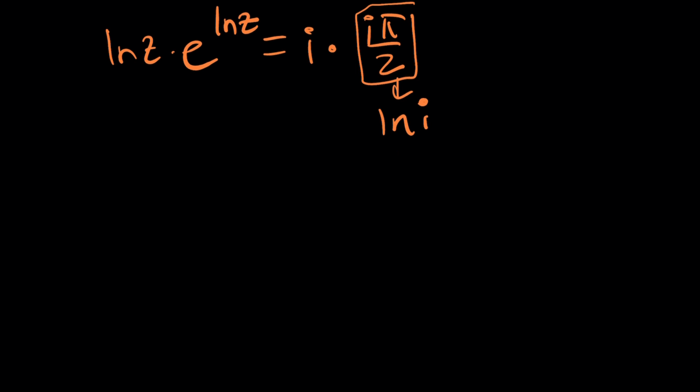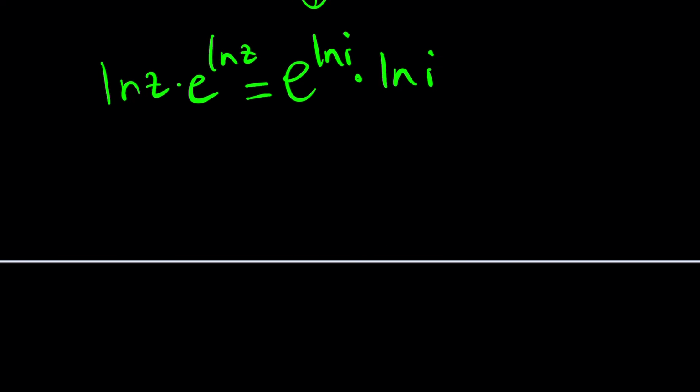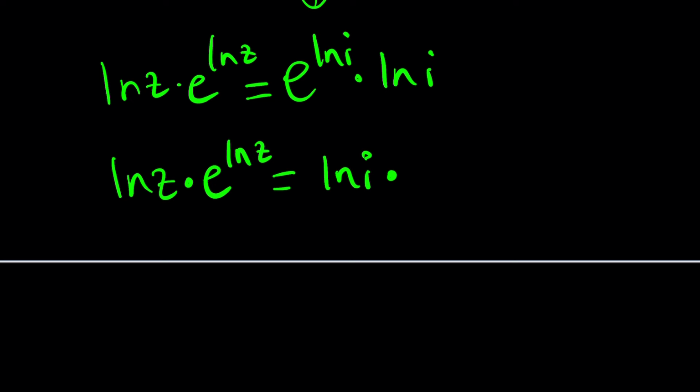Now I can write it as follows. ln z times e to the ln z. Okay, I don't have an e here, but we can do that. How? We know that i is e to the power ln i. So let's replace i with that. e to the power ln i multiplied by ln i, equals ln z times e to the power ln z. At this point, you probably know the solution, but let's do this for completeness' sake. I'm going to switch these around because I want to have the e to the something last.